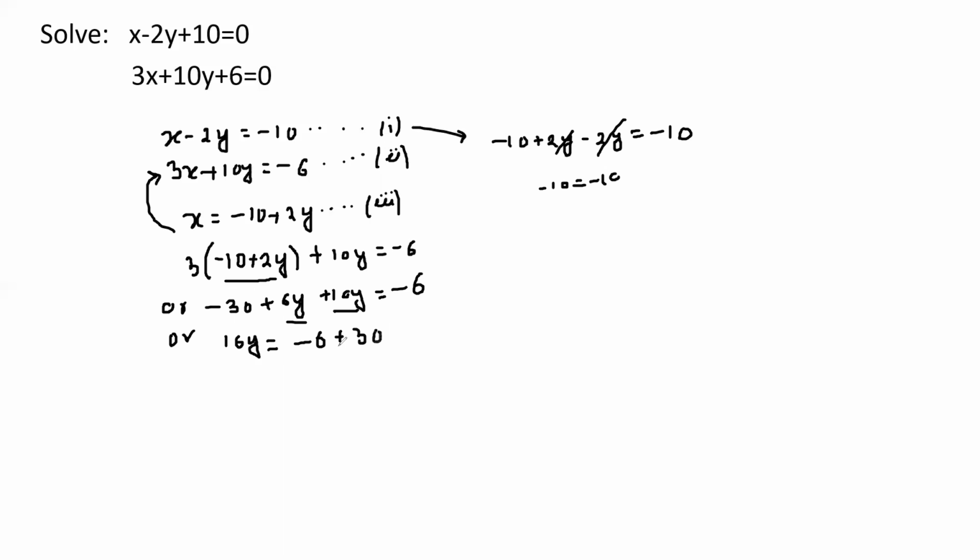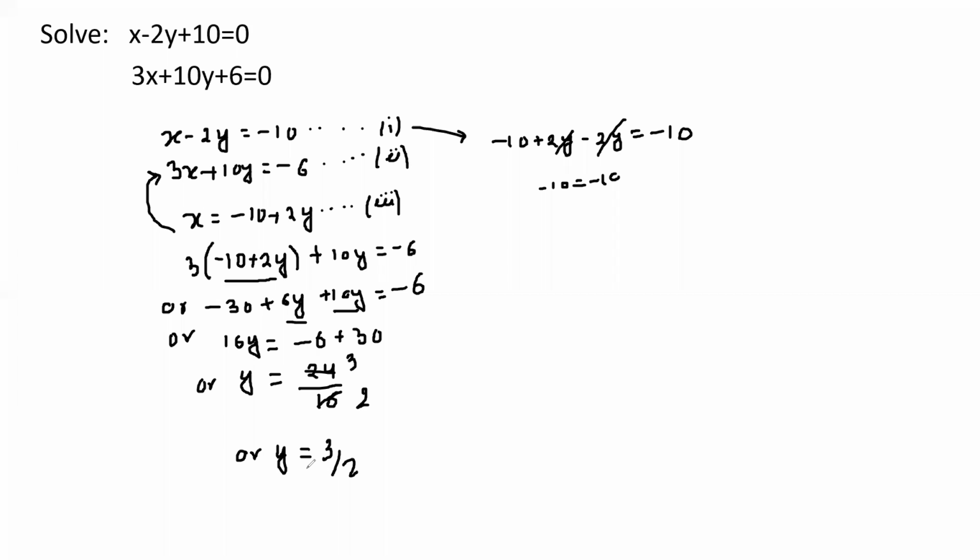Okay. From here, let's get the value of y. So y is equal to, see, 30 minus 6. This is 30 and this is minus 6. So we'll be getting 24 divided by 16. Now I can simplify it. I can just cancel by the 8. So it is 8 times 3 and this is 8 times 2. I can just cancel like that. So what is the value of y here? y is equal to 3 by 2.